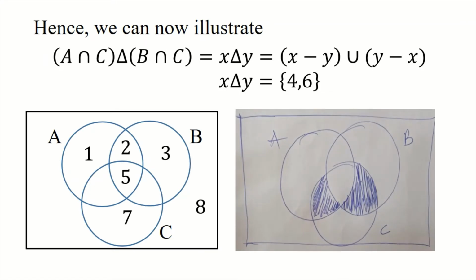Now we can finally produce the Venn diagram using the fact that what we are looking for is 4 and 6. So let's go back to the template that we used. In this template, you can see that we have 1, 2, 3, 4, 5, 6, 7, and 8 in it. What we are looking for is to shade the region of 4 and 6. So let's shade 4 and 6, and you now see that we come up with this particular Venn diagram. This Venn diagram is equivalent to A intersection C, triangle B intersection C. Don't forget that this diagram stands on the fact that we have already defined A triangle B to be A minus B union B minus A.